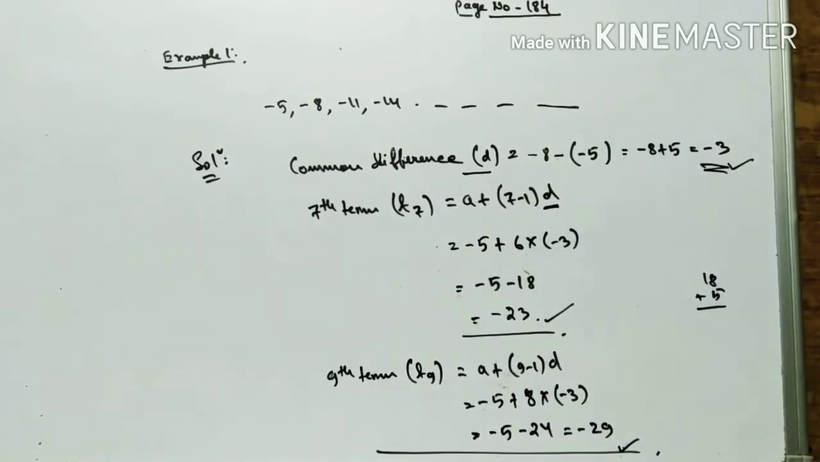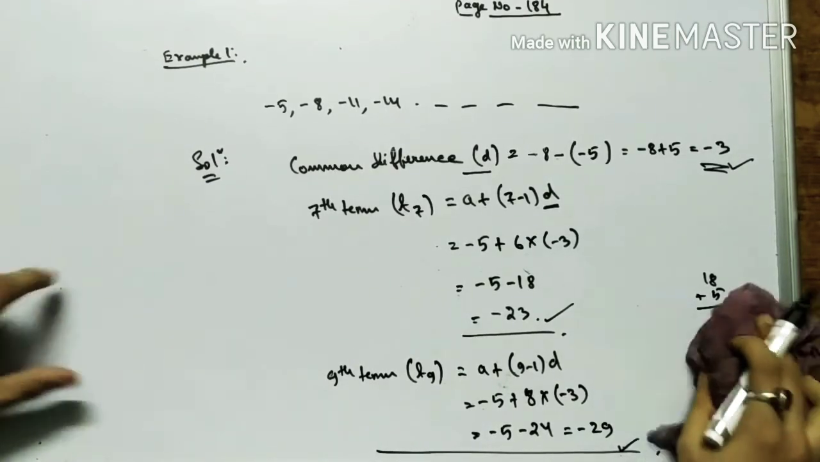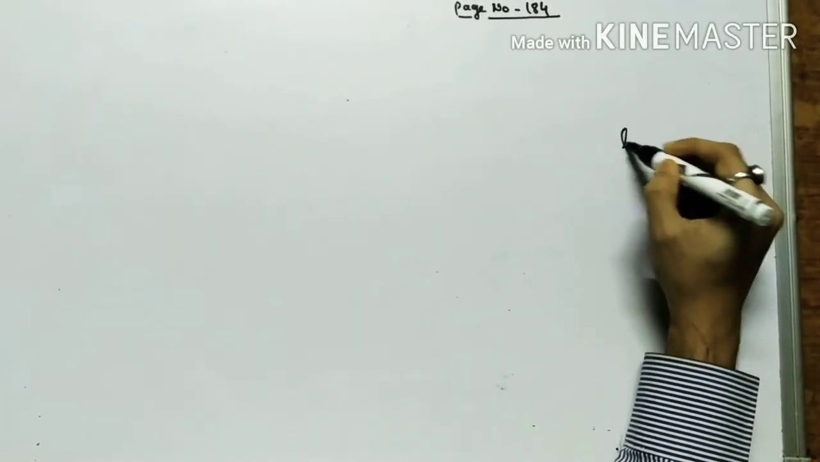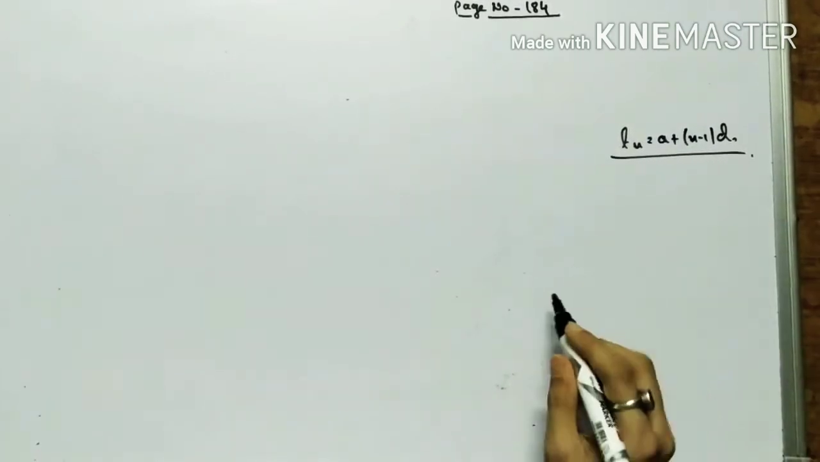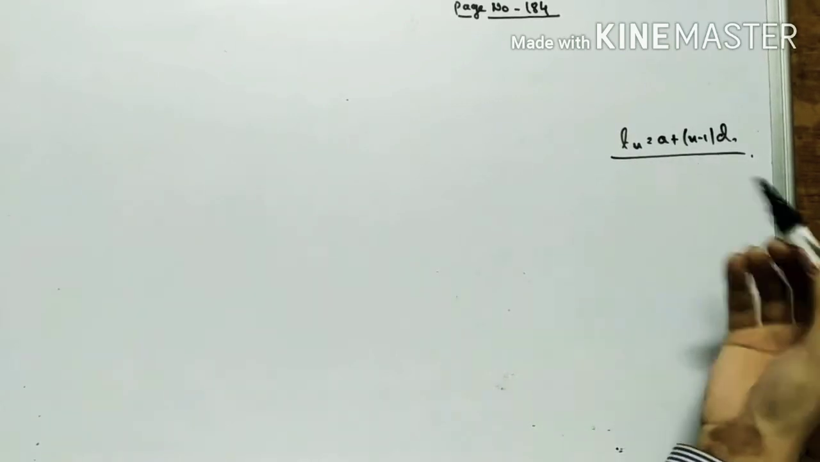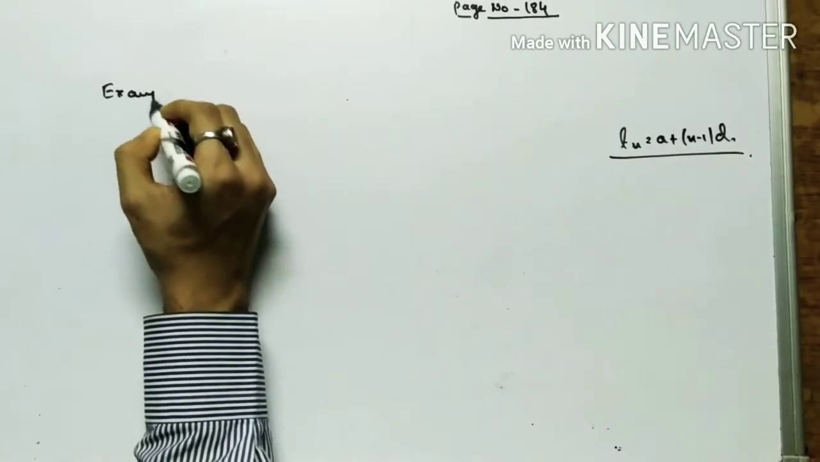Understand? Now next you see example 2. In here always this formula only it will come again and again. Okay, Tn is equals to a plus n minus 1 d. This one you will have to remember. Where Tn is the nth term, understand, nth term of the arithmetic progression.